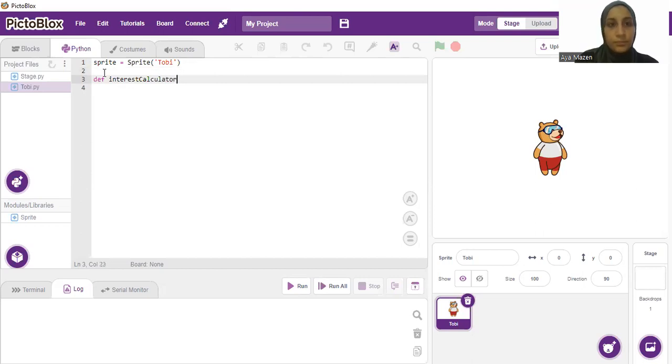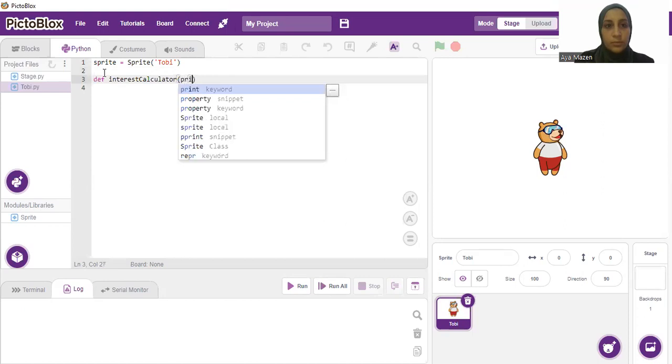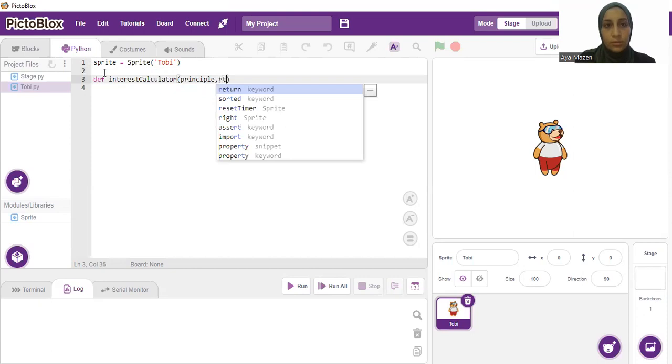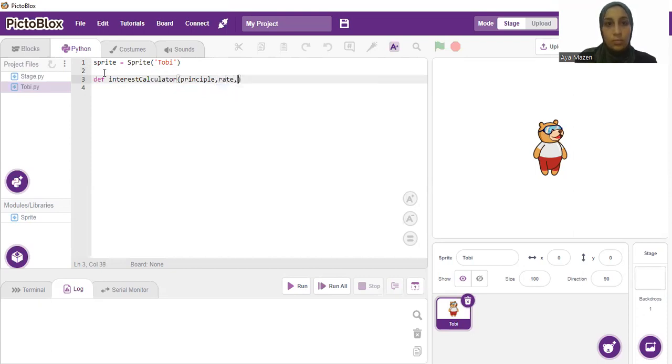Then if your function has inputs, open two parentheses and write inside them the inputs. Our function has three inputs: the principal, the rate, and the time for depositing your money in the bank. So our first variable is principal, comma, the rate, then comma, the time. Then let's write the function that will calculate the interest for us.